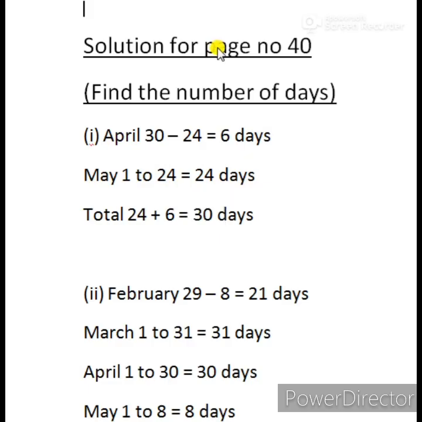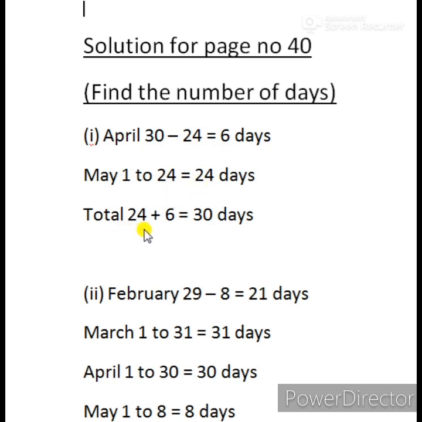Here we have to find the days between April 24 to May 24. Students, we know that April has 30 days. So these 24 days we have to subtract from 30 days. So 30 minus 24, how many days are in April? 6 days. Now we need to take 1 May to 24 May. So 1 to 24 means 24 days.